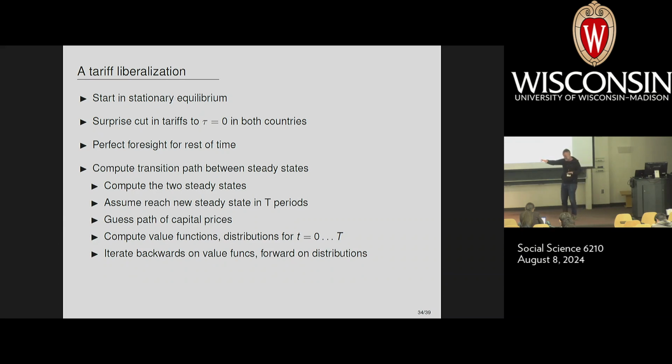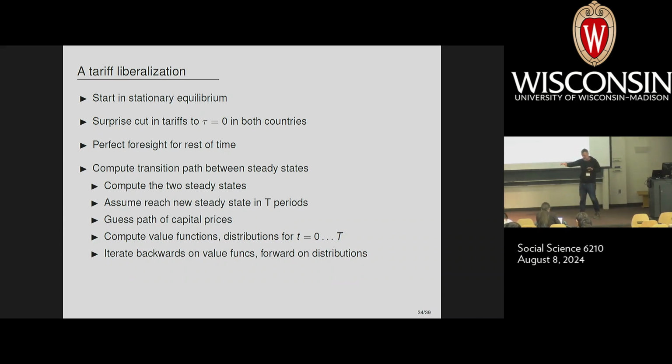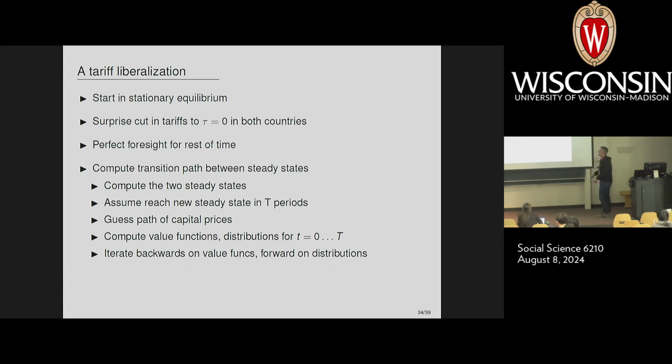I know how to do that, right? I've already computed the stationary equilibrium because that's how I calibrated the model, or estimated the model. Sorry, I said the C word. And then the new equilibrium is easy too. I just change the tariff and recompute it. I don't have to estimate anything, right? So now I have two stationary equilibria, but I want the transition path between the two. And that's another hard thing to have to do.